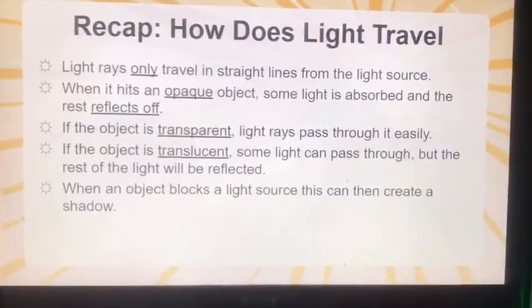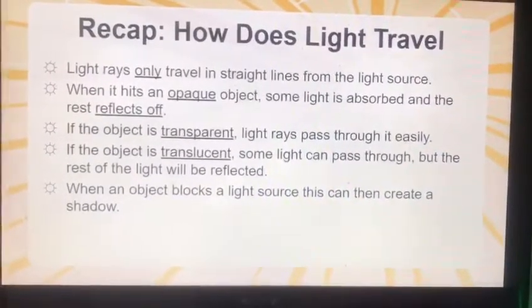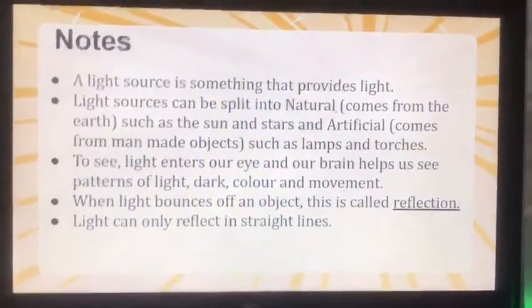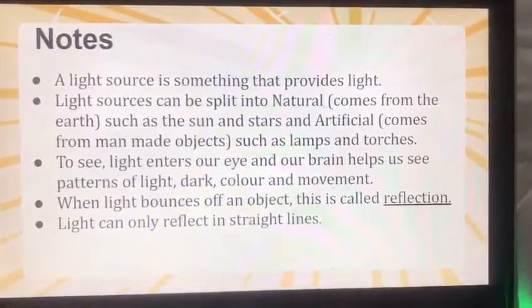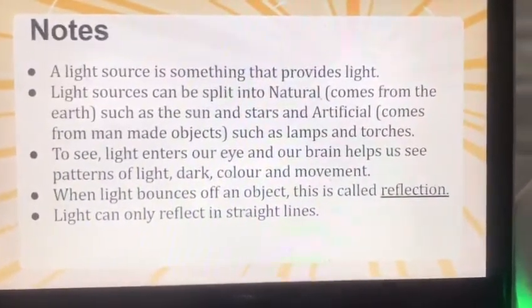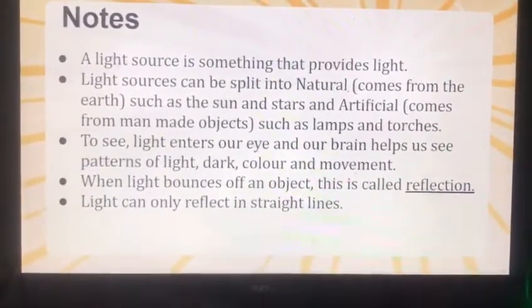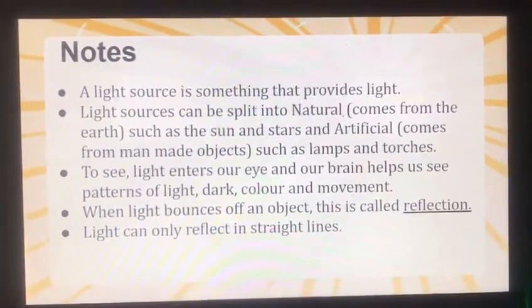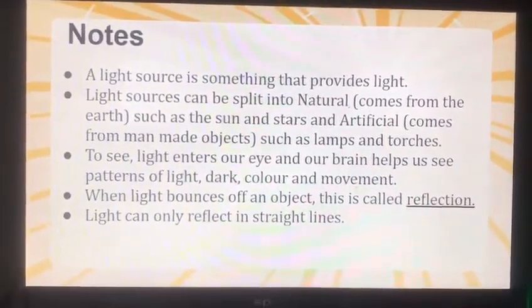So an opaque object could be a wall, transparent could be glass, a window, and translucent is something like tissue paper. So these are notes you're going to take down into your copy. So a light source is something that provides light, like a torch, could even be the screen of your phone, the sun. Light sources can be split into natural, which comes from the earth, such as the sun and the stars, and artificial, which comes from man-made objects, such as lamps and torches.